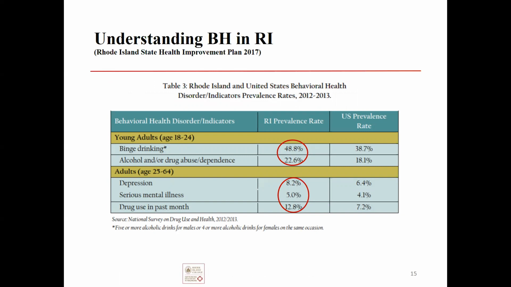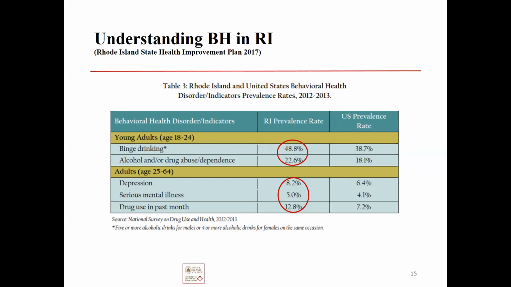When we think about why it's important, I thought it might be helpful for you to see a comparison on just some of the behavioral health indicators where we compare the state to the nation. These numbers are a little bit older, but they haven't decreased substantially enough to not make them relevant. But we see here that with young adults 18 to 24, the prevalence of binge drinking and dependence on alcohol and/or drugs surpasses that of the national rate.